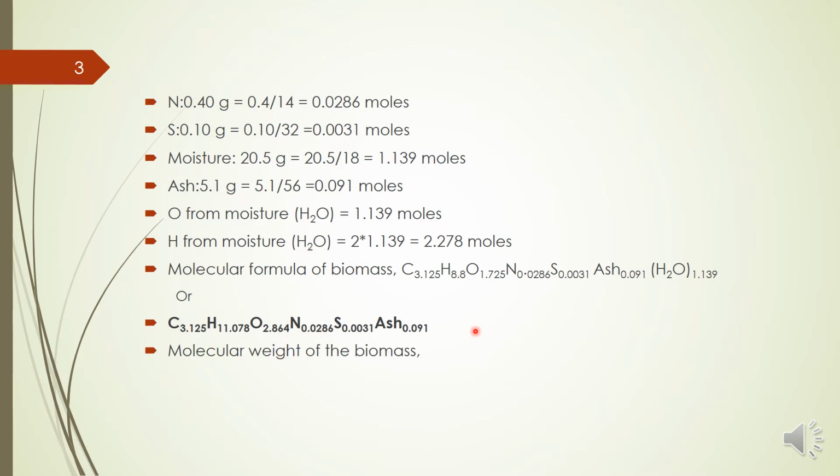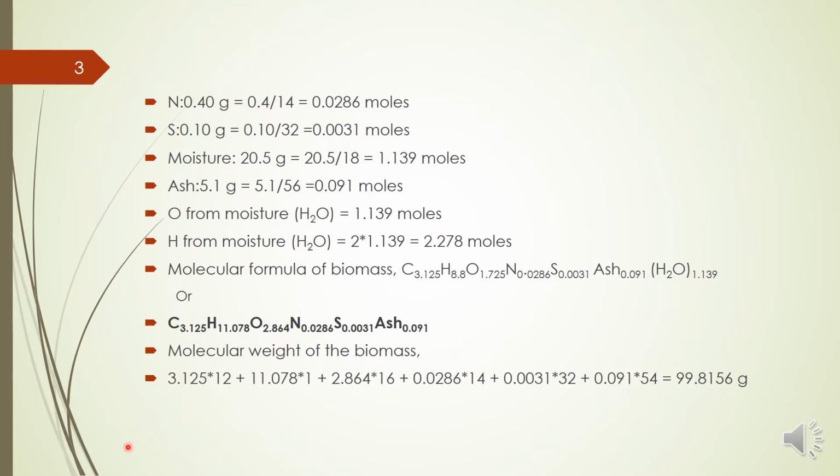Now the molecular weight also we can determine. The biomass molecular weight is 3.125 into the molecular mass of carbon plus 11.078 into 1, that is the molecular mass of hydrogen atom, plus, so like that we can find the molecular weight of this biomass. So this is a molecular equation or formula. Using this we can find the molecular weight of biomass.